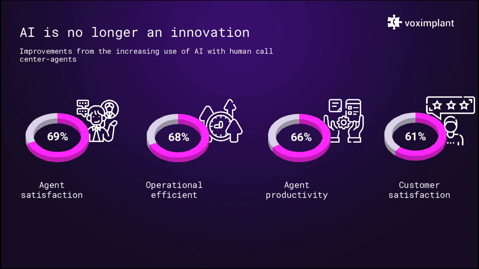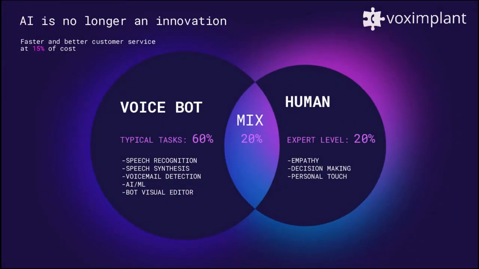The case is to analyze which tasks we could give to voice bots and which tasks we could give to humans. We can use this simple logic as it's described on this slide, that we have typical tasks, we have expert level tasks, and we have a mix of them. So we can, for example, assign 60% of typical tasks to a voice bot. Obviously, expert level tasks will be handled by a human, and a mix of them we can distribute between human and voice bot.